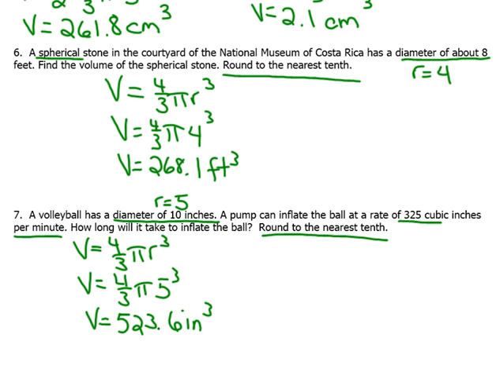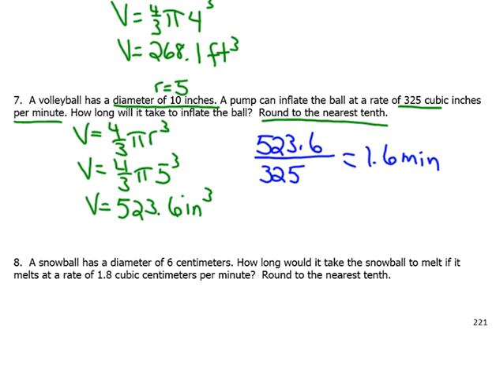Now, I know that it can be inflated at 325 cubic inches per minute. To find out how many minutes, I'm going to have to divide. 523.6 divided by how fast it's being inflated, divided by 325. I'm getting 1.6 minutes, because again, it said to round to the nearest tenth. So we're taking what we know about unit rates and using it in conjunction with our volume work.